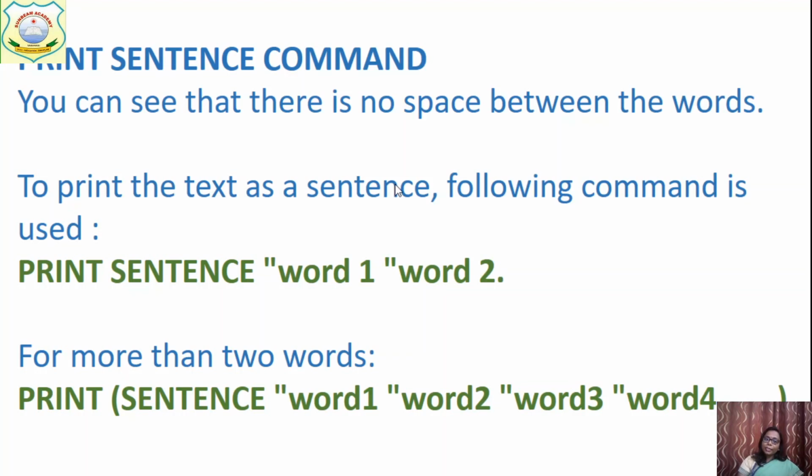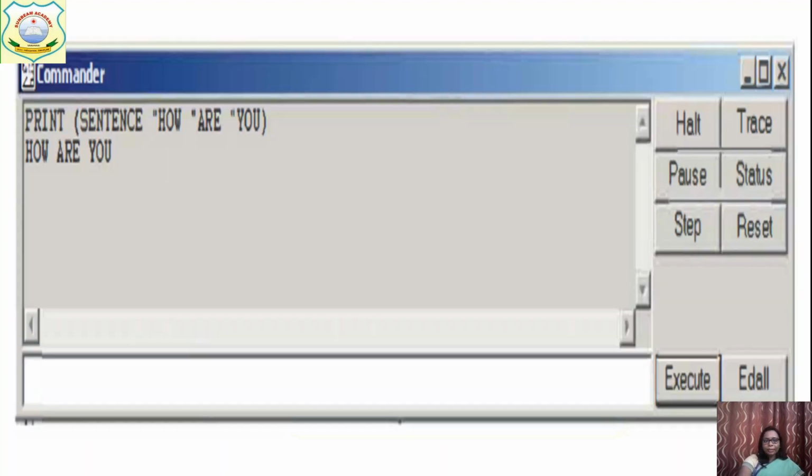Now if you want to print a sentence, what will we do? If you want to print a sentence, yes, we have the print sentence command. Print sentence, then first word and second word. For two words we have print sentence, and if we want more than two words we have to put the bracket. Just as we did in word, in sentence also we should put the bracket. Just see the example. Print sentence how are you.